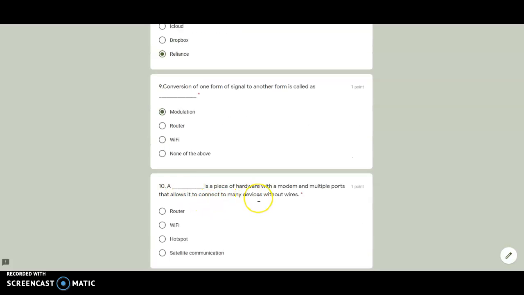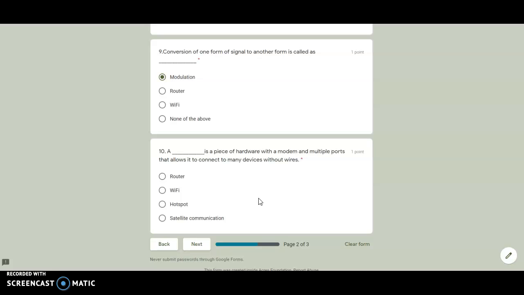A dash is a piece of hardware with a modem and multiple ports that allows it to connect to many devices without wires. Now it's a very great question. Okay, so can you guess one answer? A dash is a piece of hardware. Okay, so here is a trick, right? The clue is given to you. It's a piece of hardware. Wi-Fi is not a hardware. Hotspot is not a hardware. Satellite communication is also not a hardware. It's a process, right? So the hardware over here is a router.